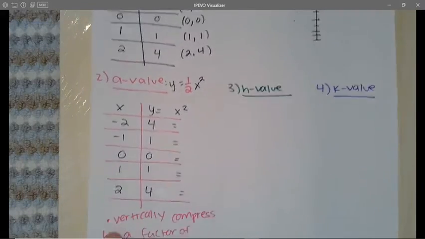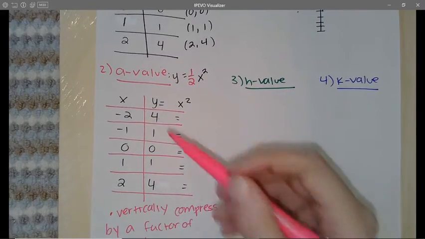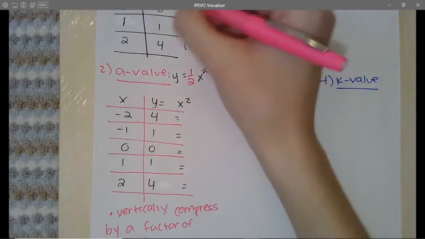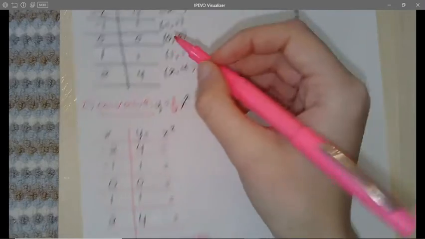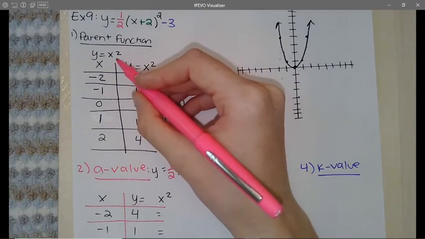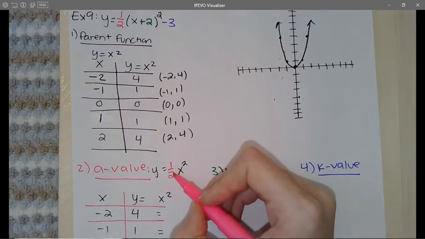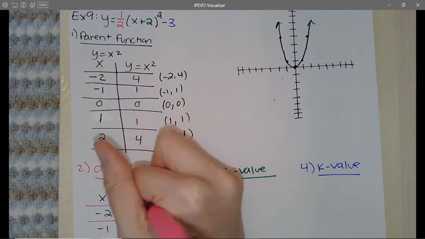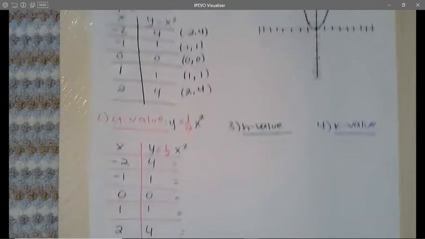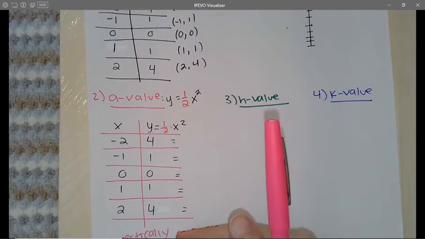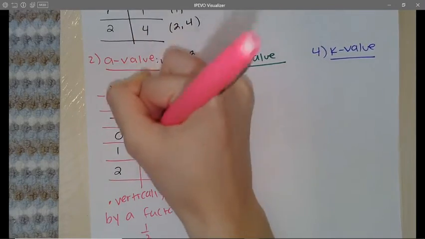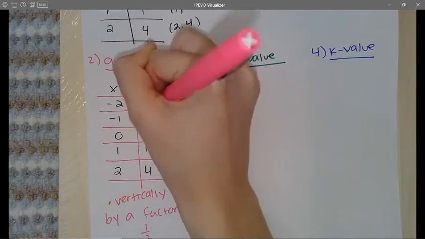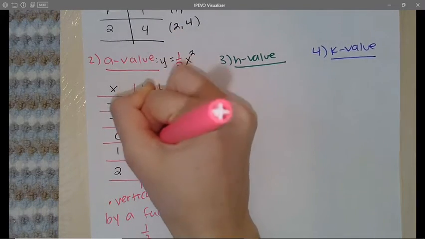Okay, so remember, when we get the points, all I did was copy down my parent function points. I literally just copied them down. Remember, the parent function is y equals x squared. Now when we add the A on, it's y equals 1/2 times the x squared. So I'm going to take all my y's and multiply them by the A value. So I'm going to take every single y in my parent function and multiply them by 1/2.